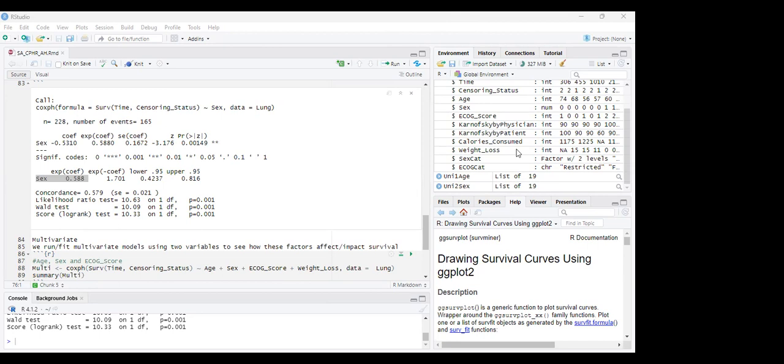So I don't know if I can ask. Based on what you just said, how different is it from the relative risk?